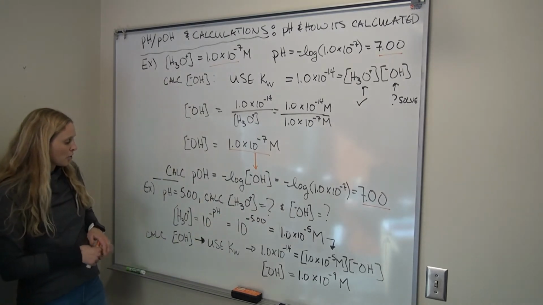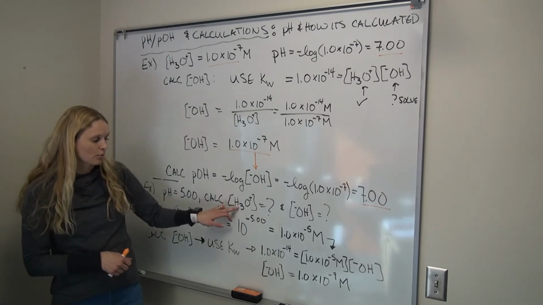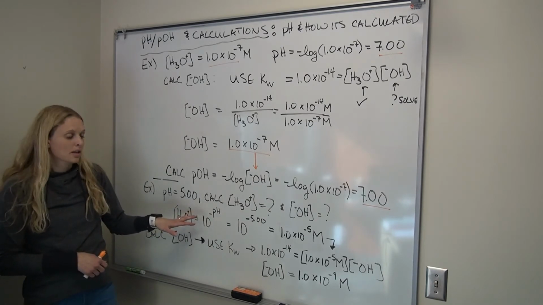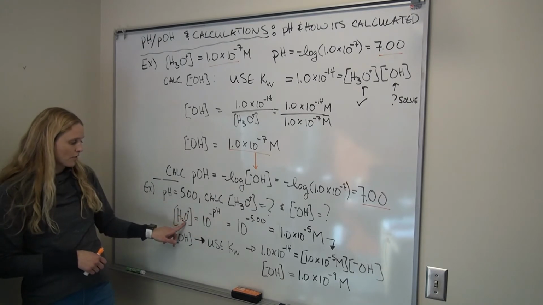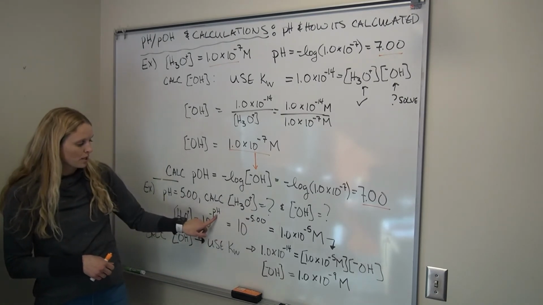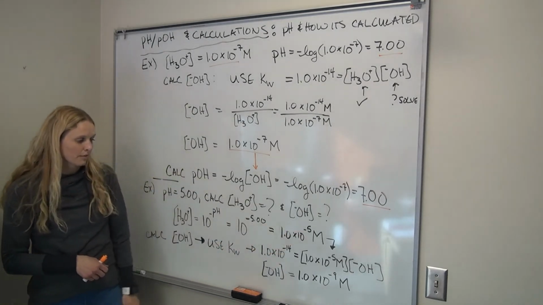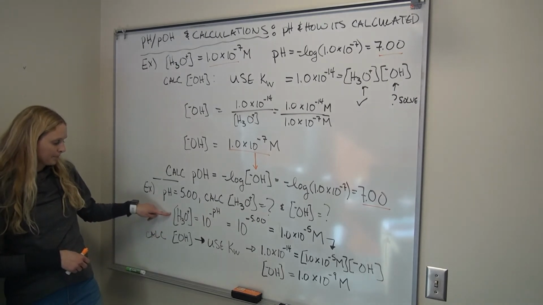All right, so I know the pH and I want to calculate H3O+. I'm going to use this equation here. I know the pH, I want to solve for this. So I can just plug in 5 right into the pH, and that gives me 1 times 10 to the minus 5th for the hydronium ion concentration.